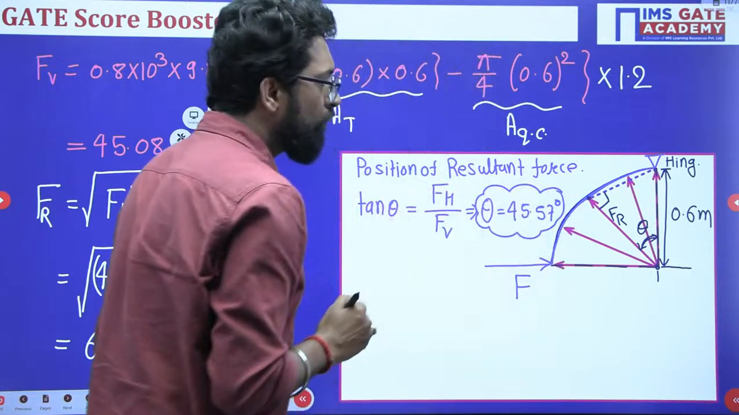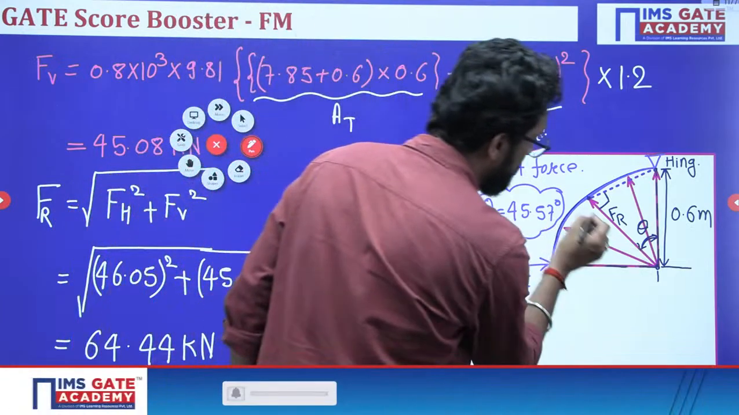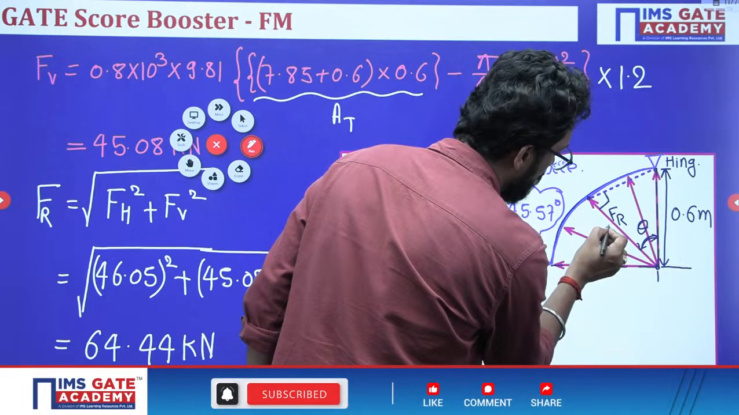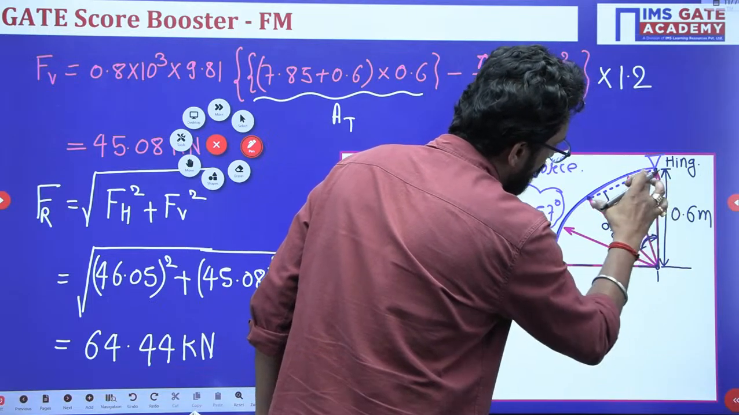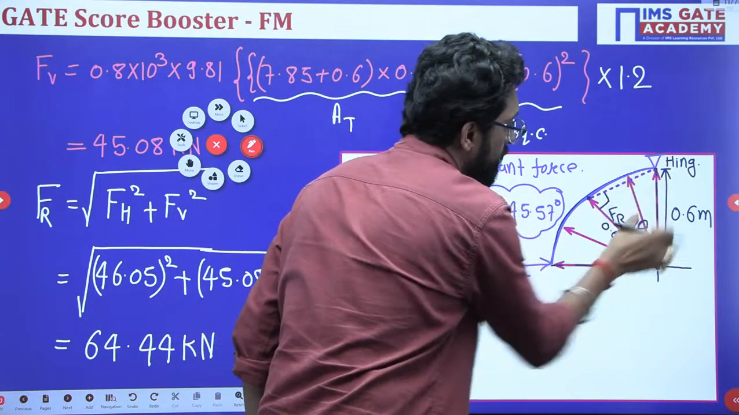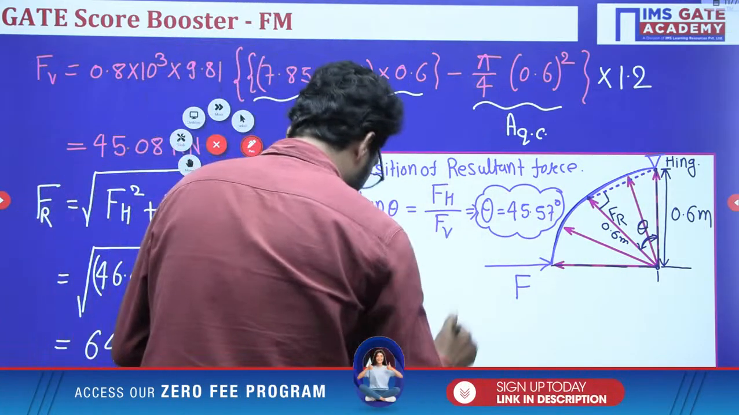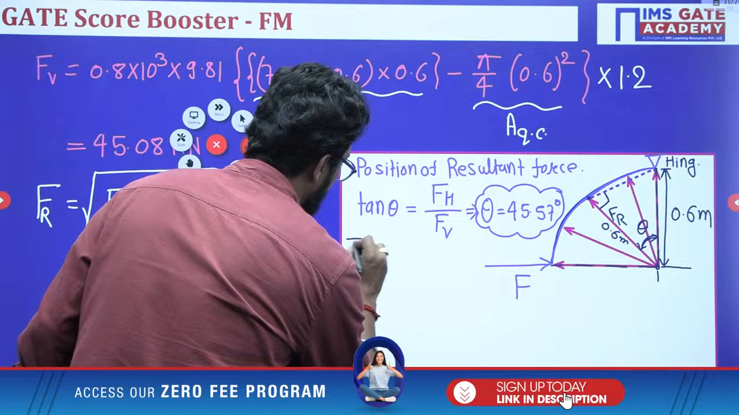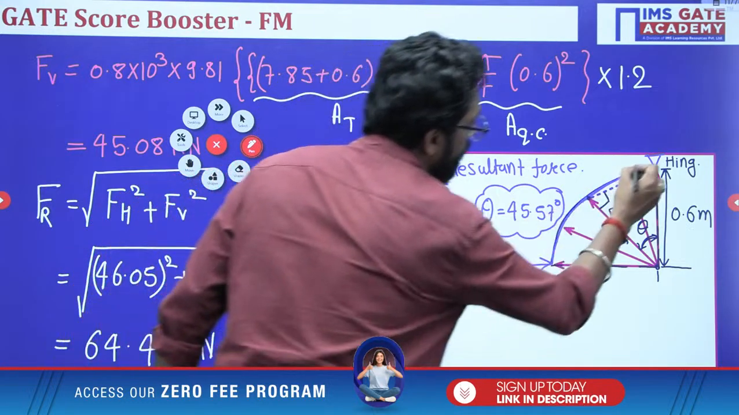Once you have theta, you can take a component. So what is this length? This is your radius r, yes or not? 0.6 meter. So this is theta, and this length is 0.6 sine theta. Yes. So taking the moment at point O equal to 0. This is point O, let's suppose.